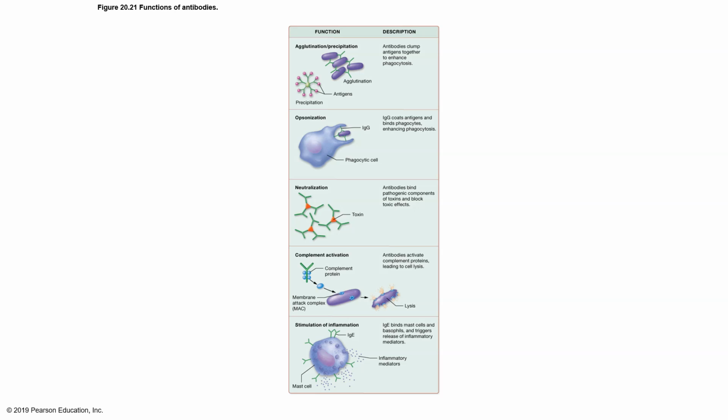Neutralization is where the antibodies surround the toxins, the pathological components of the toxins, and then block their toxic effects. Activation of complement is when the antibodies activate complement proteins. These are the complement proteins on the antibodies. That leads to cell lysis by forming this membrane attack complex. And inflammation, stimulation of inflammation. This is where IgE antibody binds to a mast cell and then triggers release of inflammatory mediators. So it stimulates inflammation.